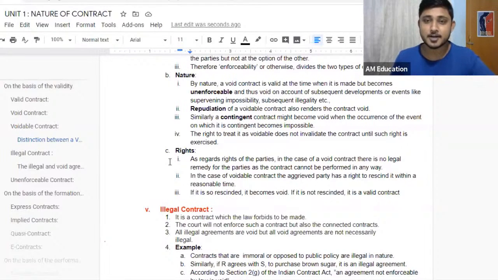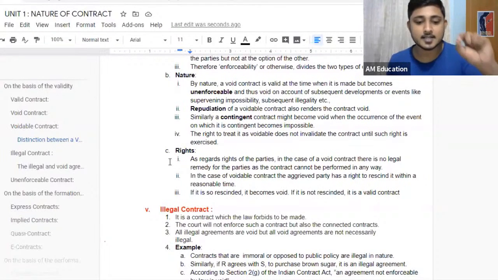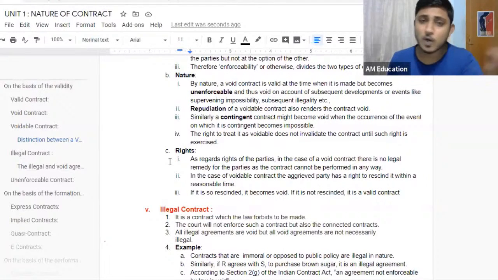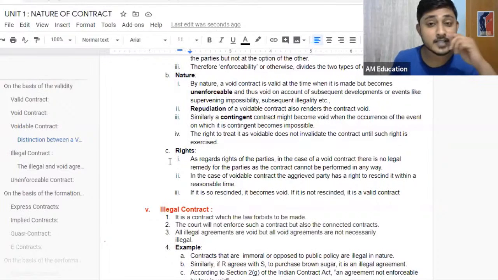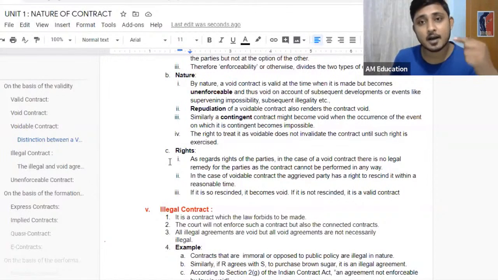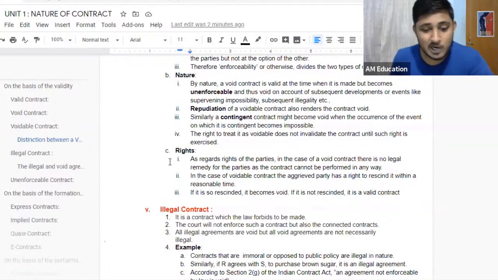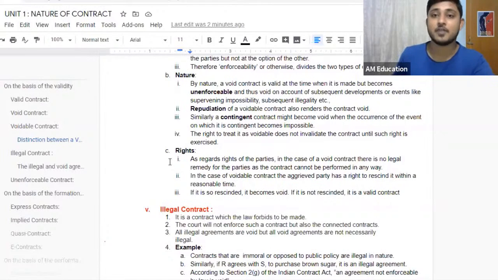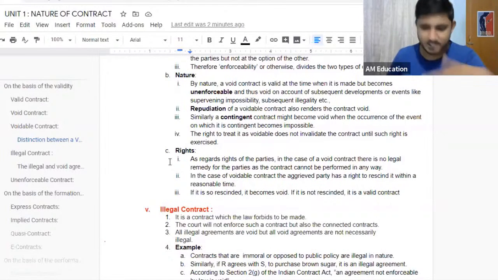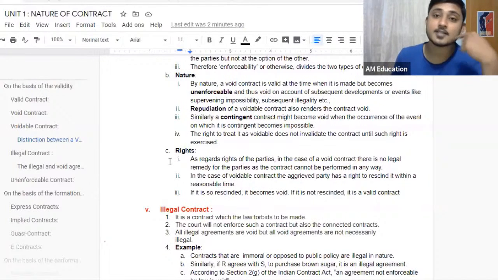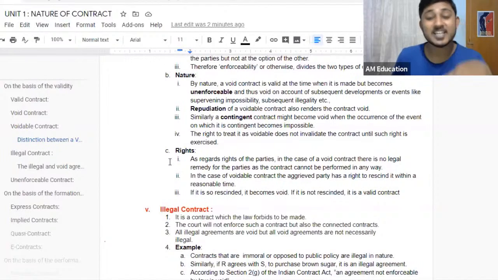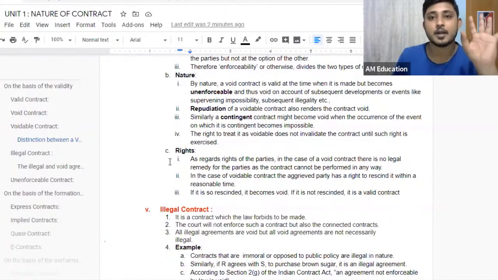You understood, right? Did anyone not understand? It's saying that as regards the rights of the parties, in case of a void contract, there is no legal remedy. You remember the example he gave for a void contract? X made a contract with the publisher, X died. What will the publisher get if he files a case on X? Is there any legal remedy that the court can provide? No, sir. Right. So there is no legal remedy for the parties as the contract cannot be performed in any way. There's a remedy that you just take back whatever you gave, but you cannot ask the contract to be enforced. That's why it became a void contract, and there is no legal remedy for the parties.